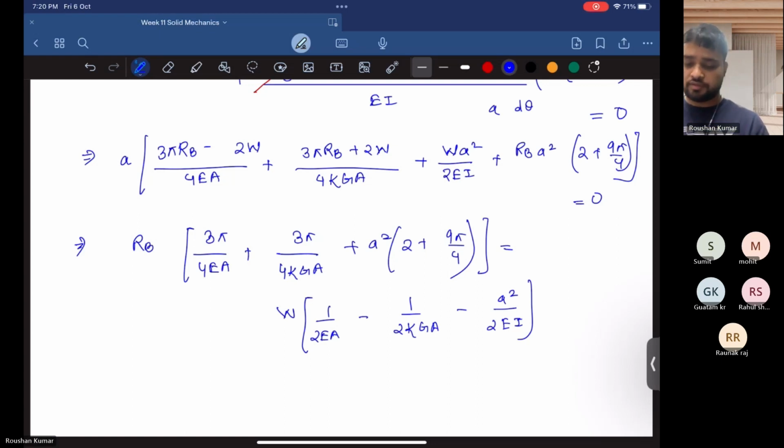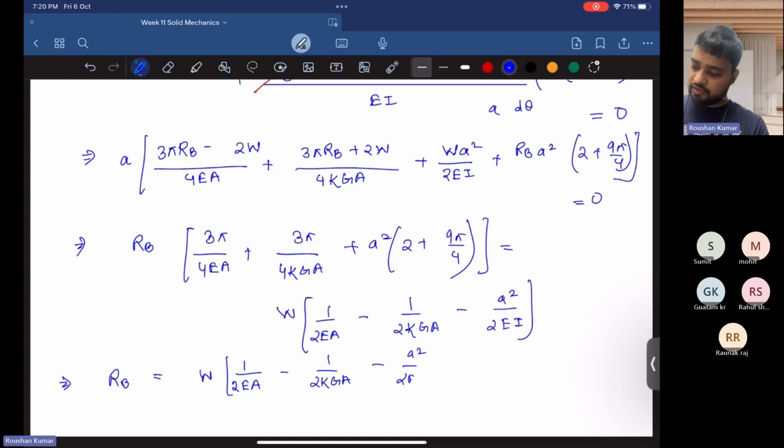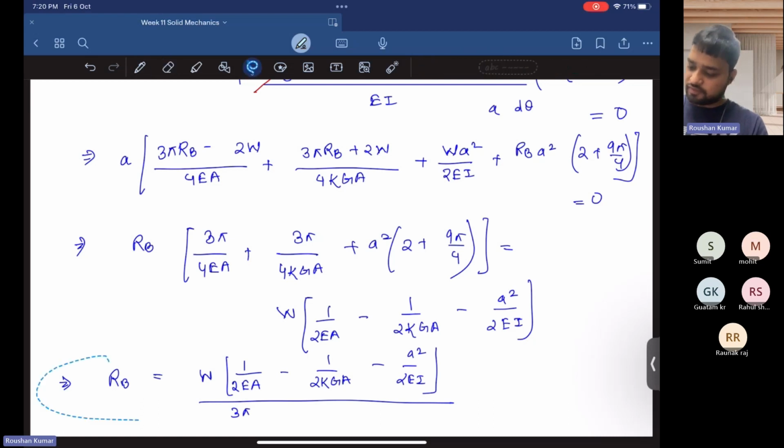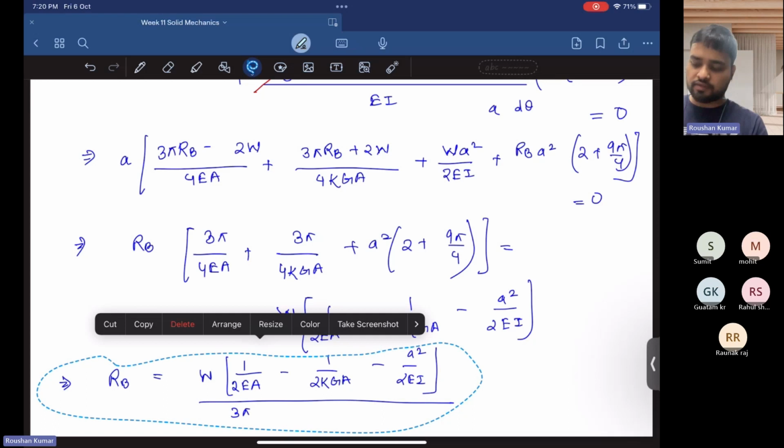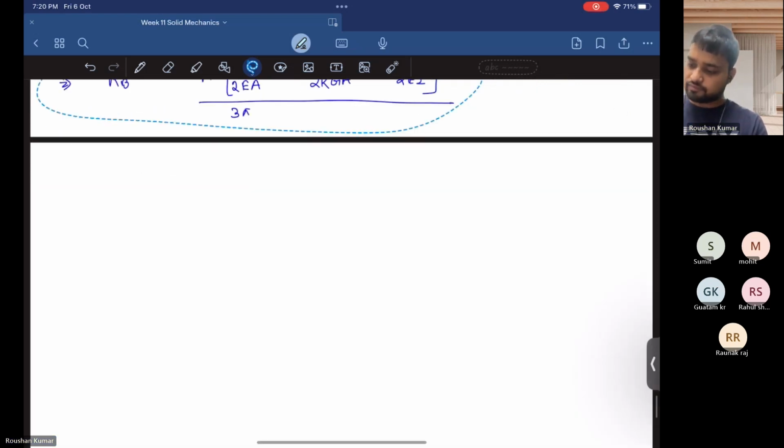Okay. So the final expression for RB will become RB equal to W times 1 by 2 EA minus 1 by 2 kappa GA minus A square upon 2 EI upon 3 pi. Sorry, I think there is less space here, so I just copy it from here and paste it in the next page.